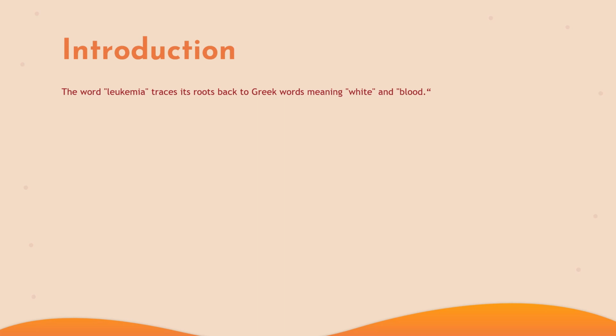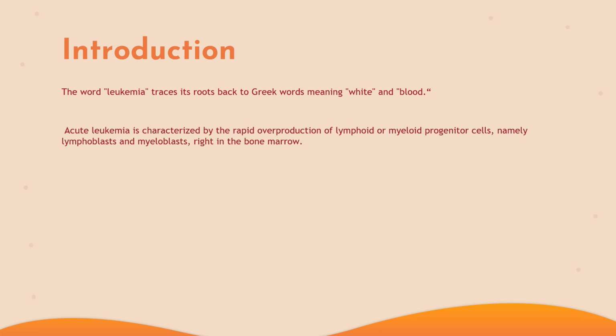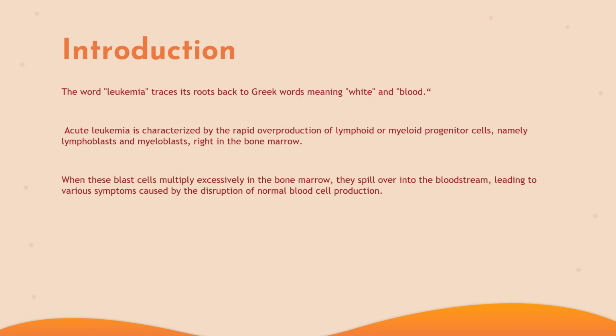Now, let's move on to the basics of acute leukemia. Acute leukemia is characterized by the rapid overproduction of lymphoid or myeloid progenitor cells, namely lymphoblasts and myeloblasts, right in the bone marrow. When these blast cells multiply excessively in the bone marrow, they spill over into the bloodstream, leading to various symptoms caused by the disruption of normal blood cell production.